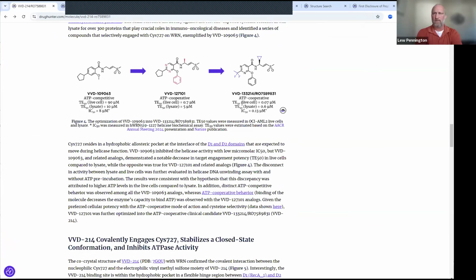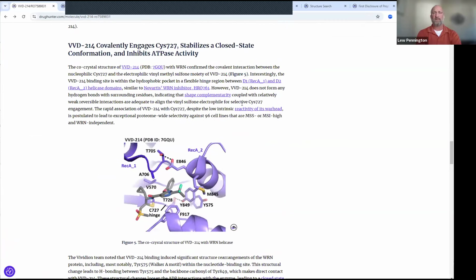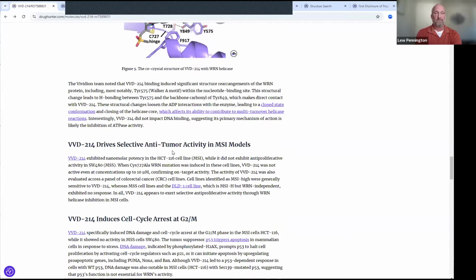So if you scroll down a little bit more, what they found is that 214 covalently engages cysteine 727, stabilizes a closed state conformation, and inhibits the ATPase activity of Werner helicase. I don't have time to go into detail now. Hopefully our members can dig into this a little bit more if they wish, but if you scroll down a little bit further, Dennis.